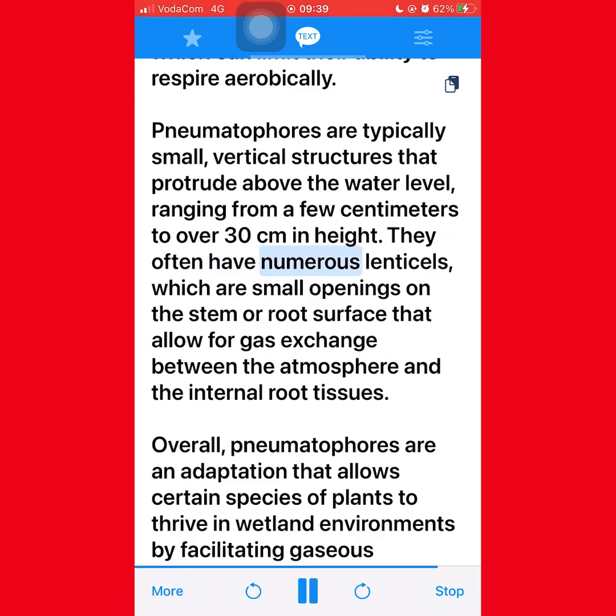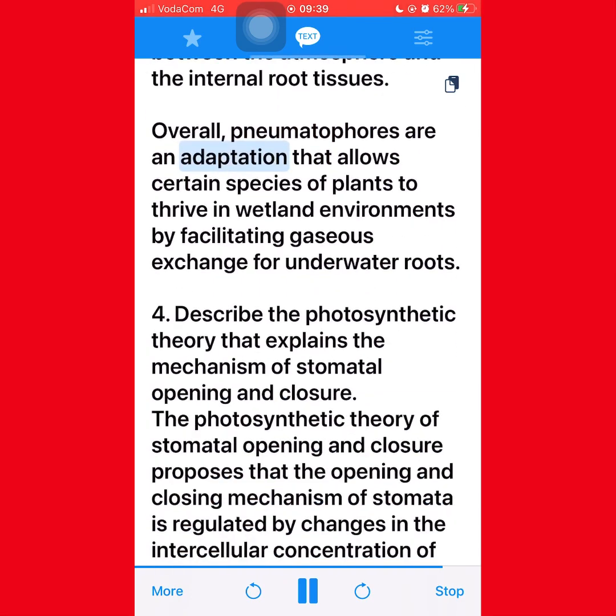They often have numerous lenticels, which are small openings on the stem or root surface that allow for gas exchange between the atmosphere and the internal root tissues. Overall, pneumatophores are an adaptation that allows certain species of plants to thrive in wetland environments by facilitating gaseous exchange for underwater roots. 4. Describe the photosynthetic theory that explains the mechanism of stomatal opening and closure.